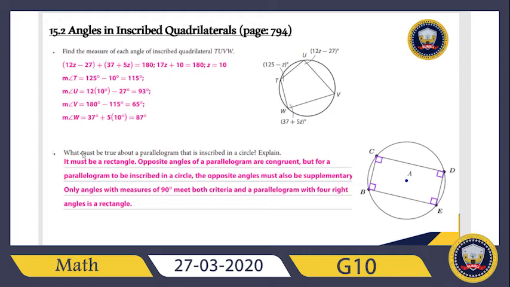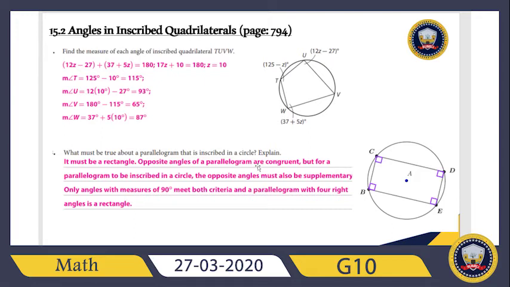Now look at this question. What must be true about a parallelogram that is inscribed in a circle? I have a parallelogram inscribed in a circle. What is going to be true for this parallelogram? We know that the parallelogram is already a quadrilateral. So we know that the parallelogram's opposite angles are congruent, right? Opposite angles of the parallelogram are congruent. But also, for this parallelogram to be inscribed in a circle, its opposite angles should be summing 180.